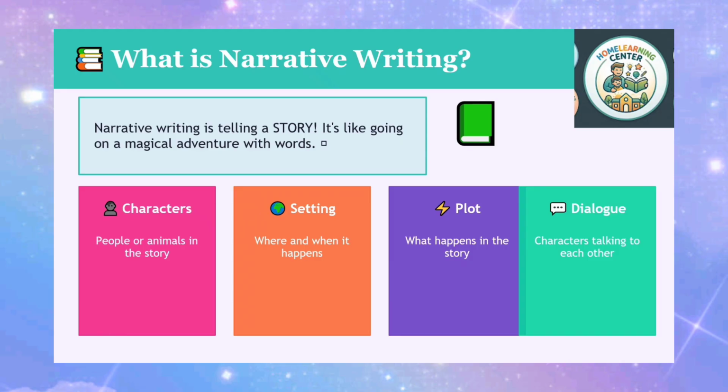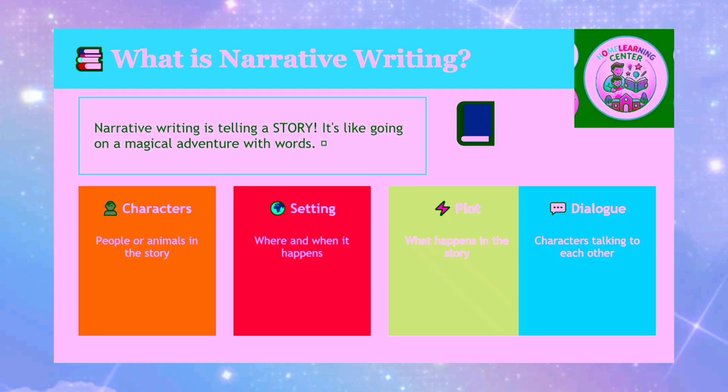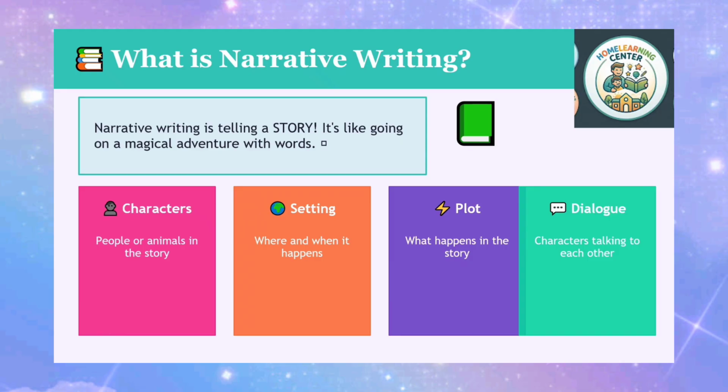Key parts of narrative writing are characters, setting, plot, and dialogue. Characters are the people or animals in the story. Setting is where and when it happens. Plot is what happens in the story. Dialogue is characters talking to each other.